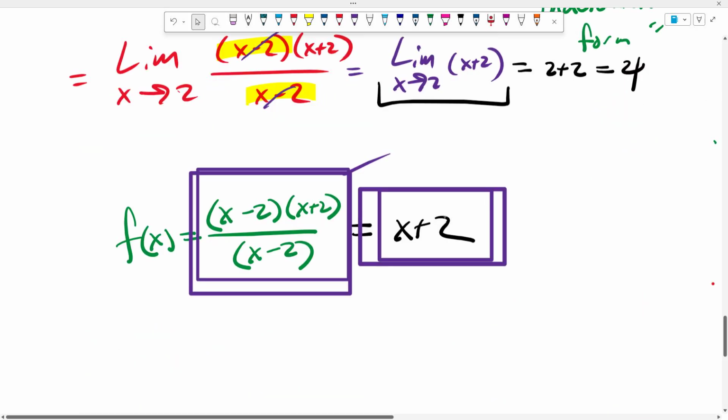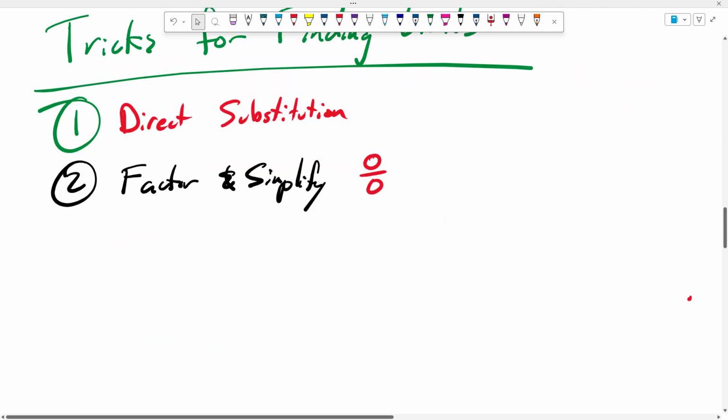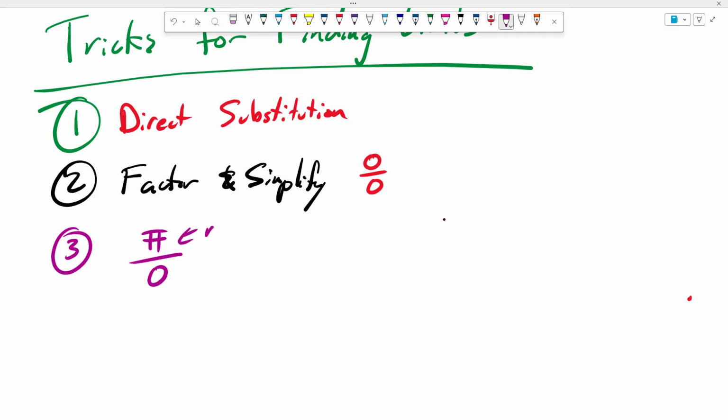So let's write down this trick. Not really a trick, but if you get, by direct substitution, a number divided by 0, a non-zero number, the limit will either equal positive infinity or negative infinity, or does not exist. You got to check both the left and the right.